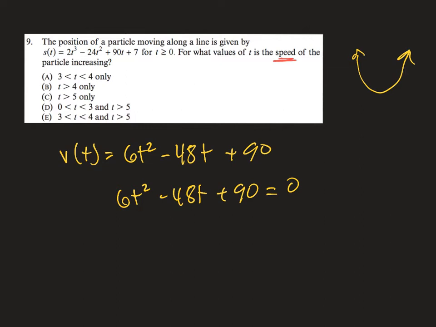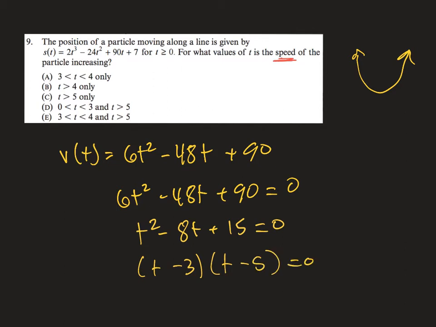I notice quickly that I can factor out a 3 and maybe even a 6. Let's see. Yeah, we can take a 6 out. So let's go with t squared minus 8t plus 15 equals 0. And then, let's see, does that bad boy factor at all? 5 and 3 is 15. Yeah, so this is (t minus 3)(t minus 5). So essentially we've got these two zeros. That means we cross the x-axis at 3 and 5.